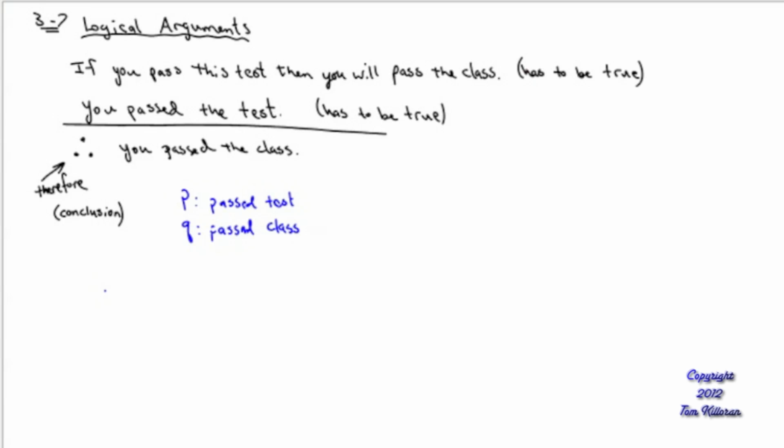All right, now I need to set up this entire argument in symbolic form. So the top one is, if you pass the test, then you'll pass the class, which is P, arrow, Q. The middle one is, you pass the test.